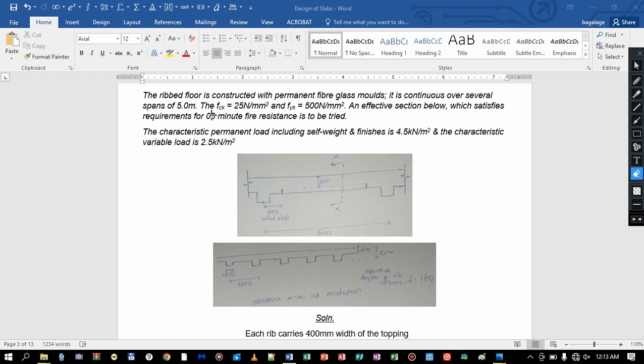What this means is that it specifically governs the width of our ribs. And it's from Eurocode 2.1 part 2, the Eurocode that guides you through fire resistance.